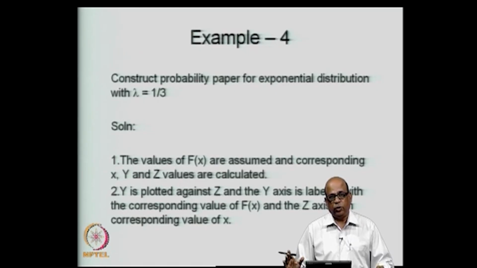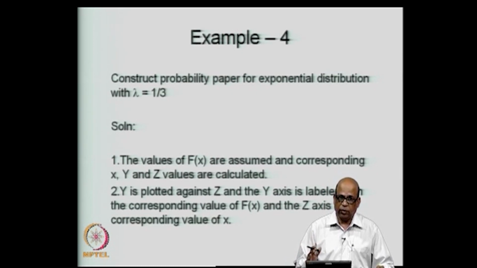For the gamma distribution, you may use the analytical procedure, because you have gamma function there, and then once you fix the parameters you can obtain the gamma distribution, and then associated x values you can obtain, and so on. However, for gamma distribution you will have to construct different probability papers corresponding to different sets of parameters.